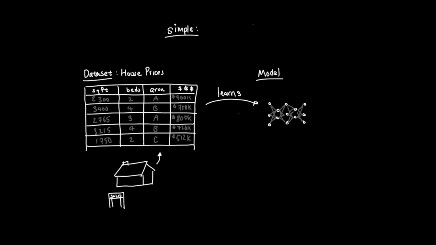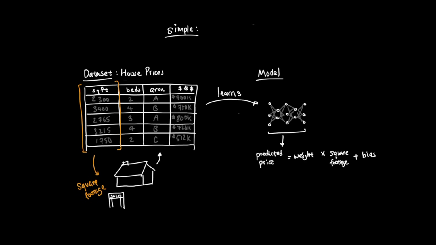Let's start with the simplest possible version. Imagine we only use one feature, square footage. A basic model might look something like this: predicted price equals weight times square footage plus bias, or written more mathematically, ŷ = wx + b, where ŷ means the predicted value. In our case, this is the predicted house price. x is the input feature, like square footage, w is the weight, and b is the bias.